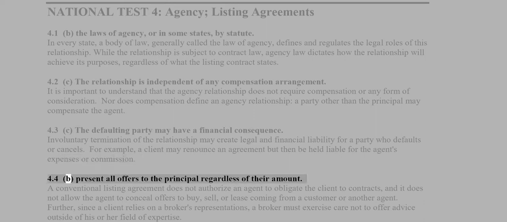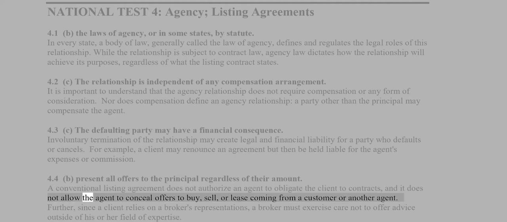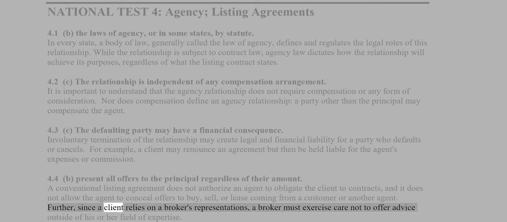4.4 b. Present all offers to the principal regardless of their amount. A conventional listing agreement does not authorize an agent to obligate the client to contracts, and it does not allow the agent to conceal offers to buy, sell, or lease coming from a customer or another agent. Further, since a client relies on a broker's representations, a broker must exercise care not to offer advice outside of his or her field of expertise.